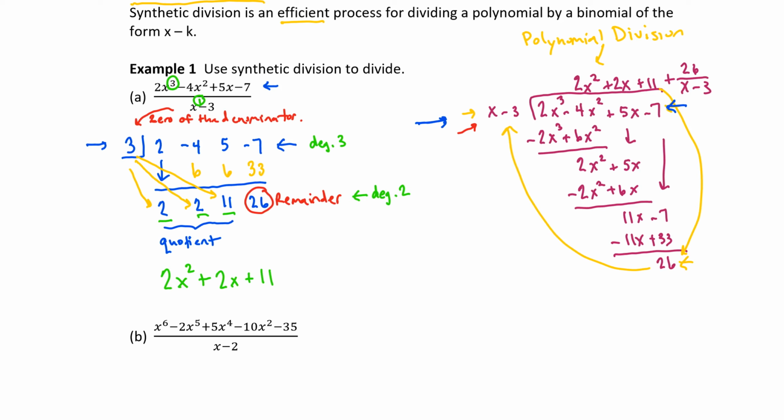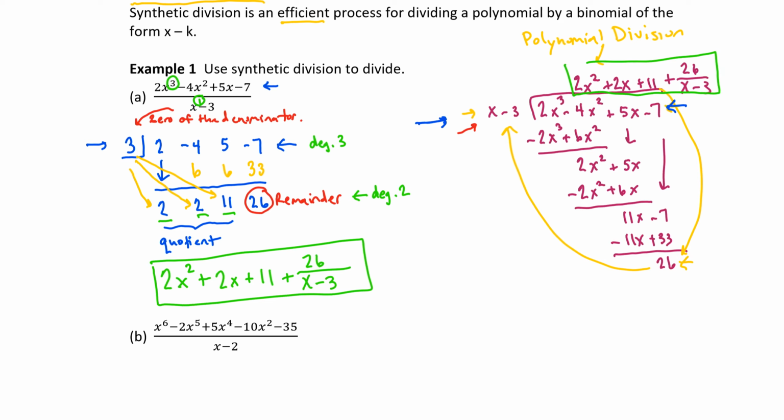The last spot on that baseline is the remainder, and so just like we do with real number long division, we express it as a quotient with the original divisor. So look at this result and compare it to the result of polynomial long division. Notice we get exactly the same thing, but the synthetic division process is fast and efficient and simple, whereas polynomial long division is a little bit more involved.